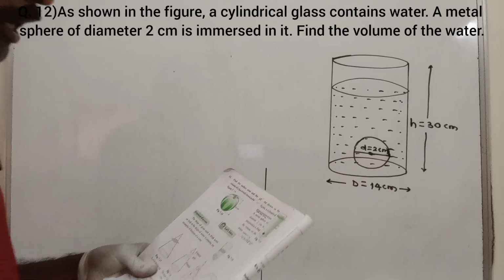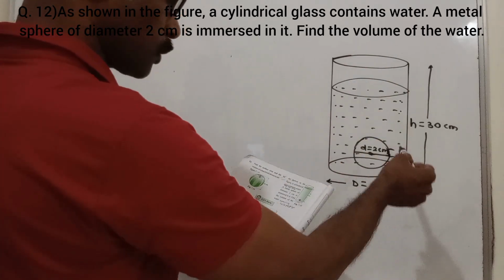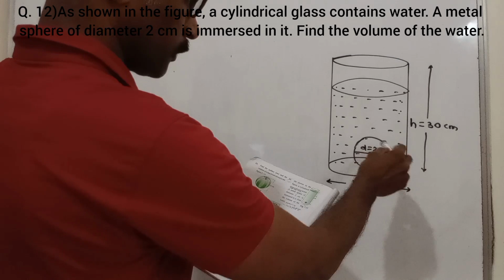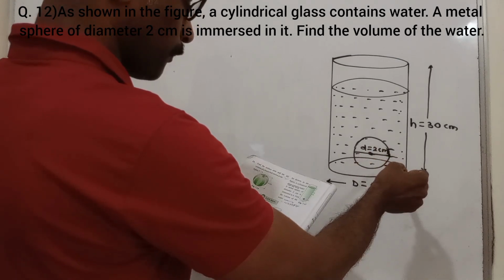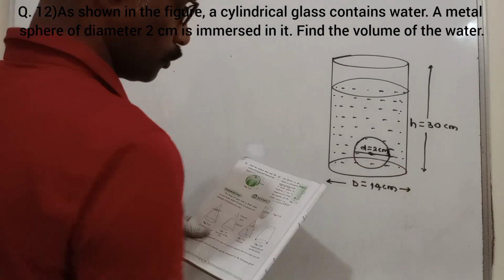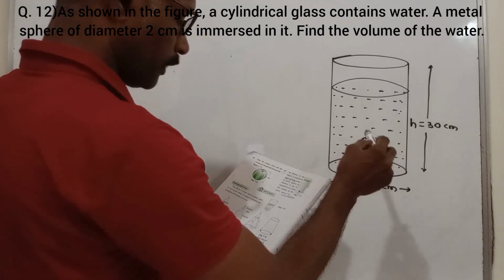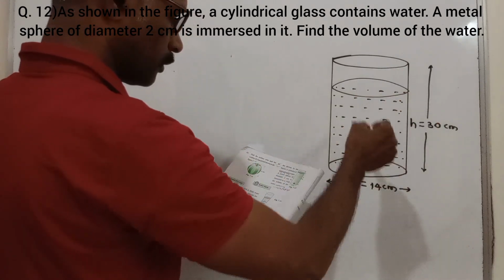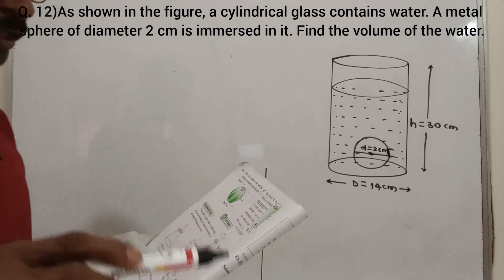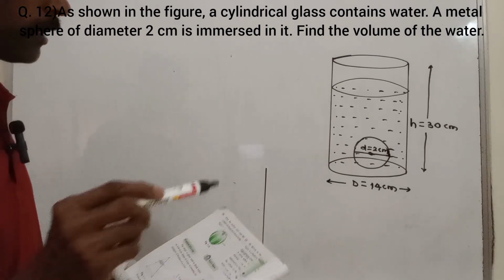Question number 12. As shown in the figure, a cylindrical glass contains water. A metal sphere of diameter 2 centimeters, here d is equal to 2 cm, is immersed in it. Find the volume of the water, in terms of pi.